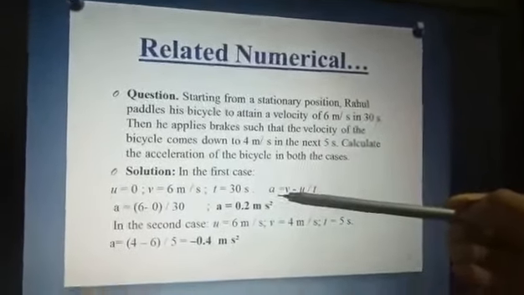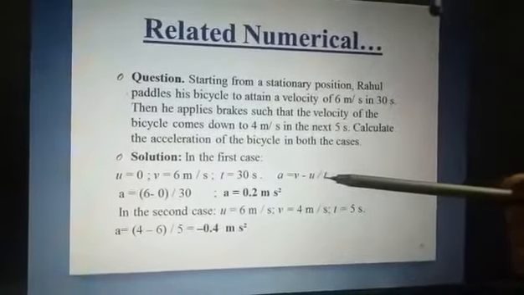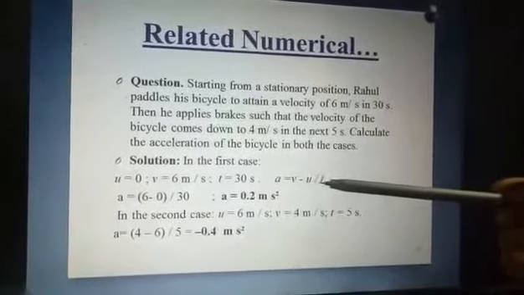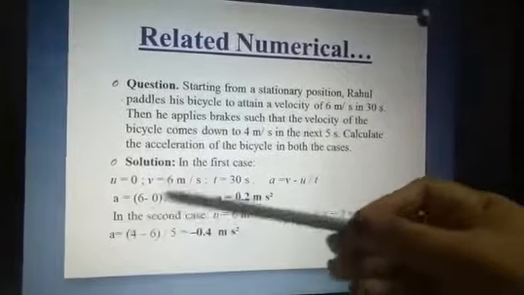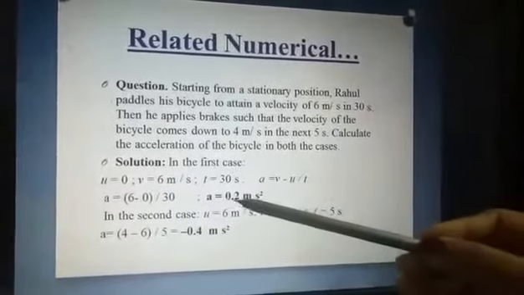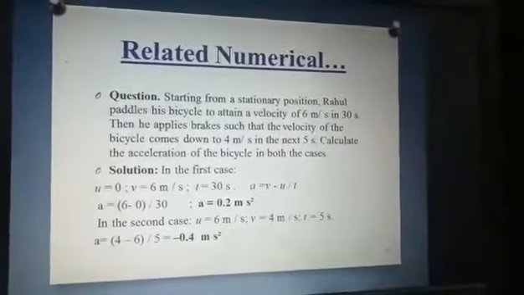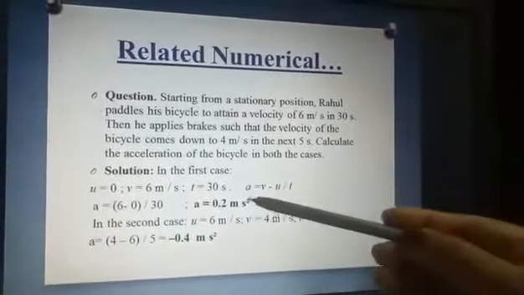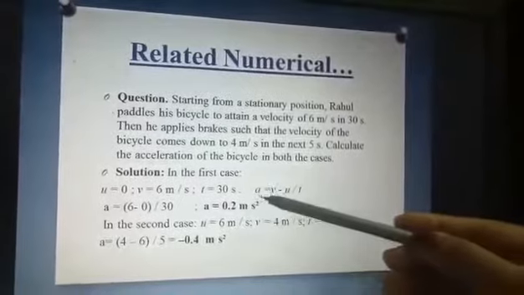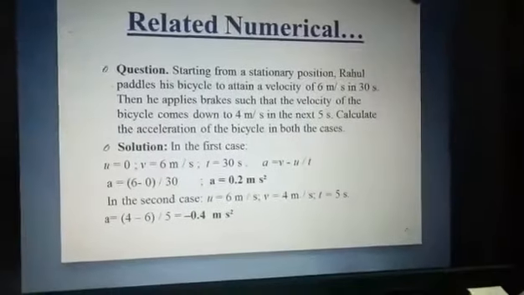So applying the formula of acceleration, a is equal to v minus u upon t. Solving this numerical, putting in all the values, you will get 0.2 meter per second. Here the oblique is missing, so it is meter per second square.